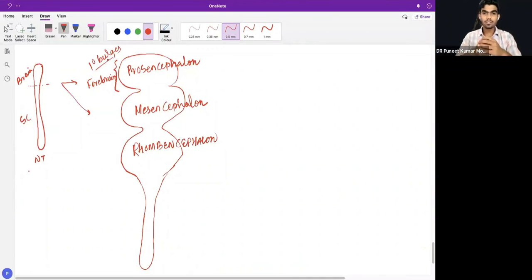Then the midbrain comes, which is attached to the forebrain. Then comes the hindbrain or the rhombencephalon, the distal brain. And the distal brain consists of the pons, medulla, cerebellum. Okay, the brainstem and the cerebellum. So the prosencephalon forms the forebrain, the mesencephalon forms the midbrain, and the rhombencephalon forms the hindbrain.